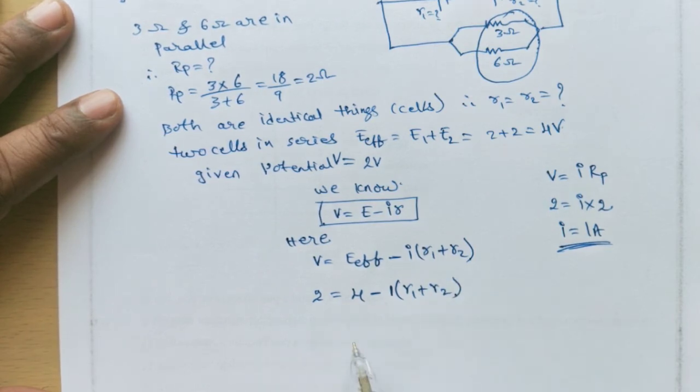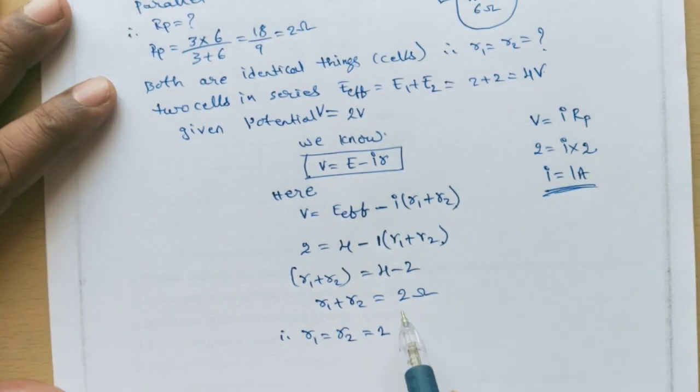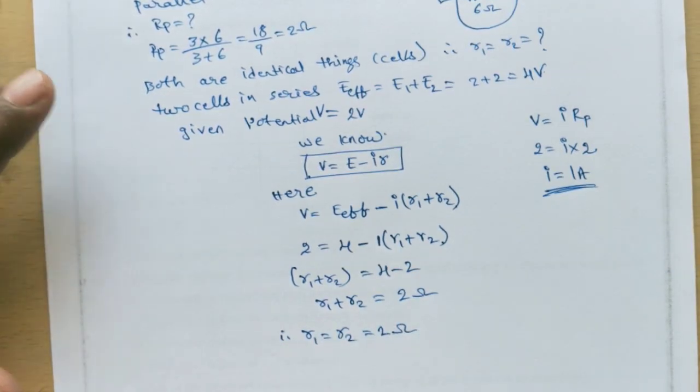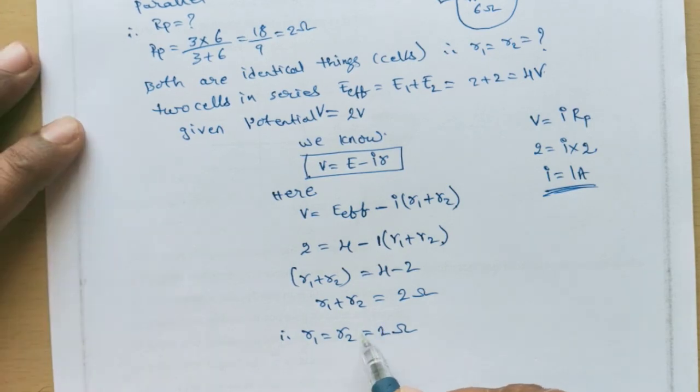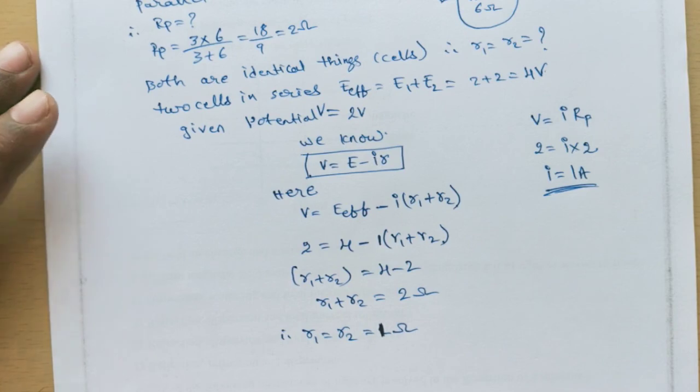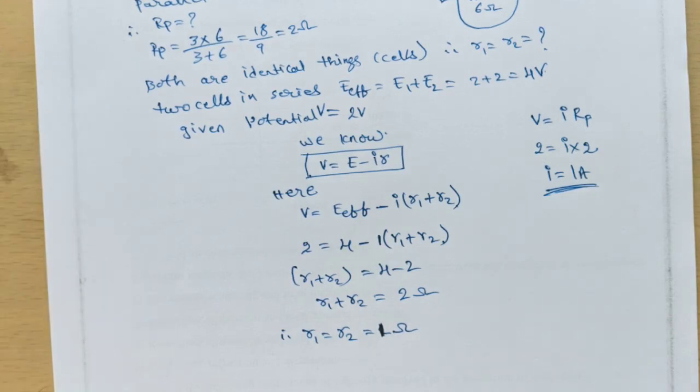So here observe carefully, here R1 plus R2 value is equal to 4 minus 2, we can write R1 plus R2 is equal to 2 ohms. Both are same values, means therefore R1 is equal to R2. So 1 plus 1 is nothing but how much? R1 plus R2 is equal to 2 ohms, means R1 is equal to R2 is equal to here 1 ohm. 1 ohm is the answer. Then only 1 plus 1 becomes here 2 ohms. This is the one of the thing we can observe.